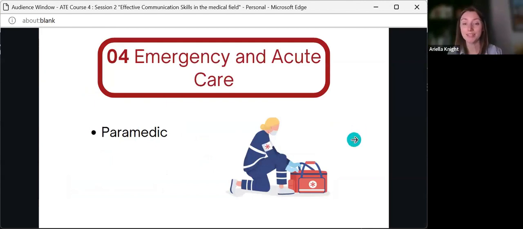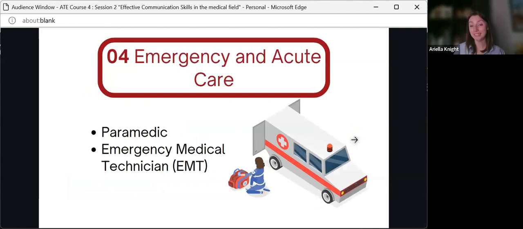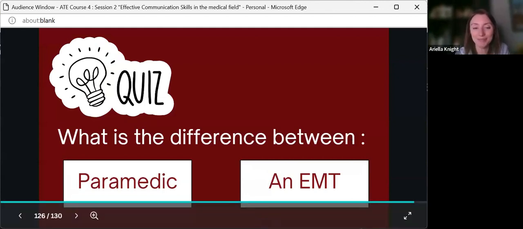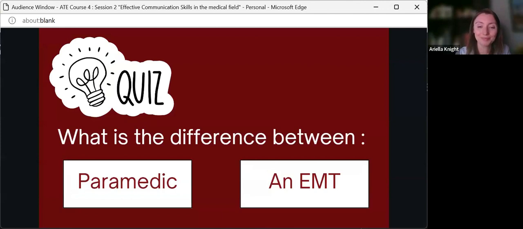We have paramedics and we have EMTs. Good, thank you for letting me know. As I was saying, both paramedics and EMTs respond to emergencies. What do you think is the difference between them though? They both respond to emergencies. So why do we have two names? Why do we have two different names? I'll give you a hint that one of these has more responsibility than the other.